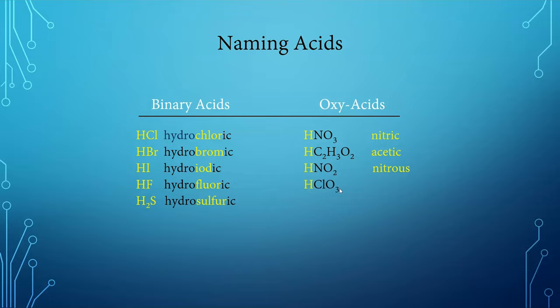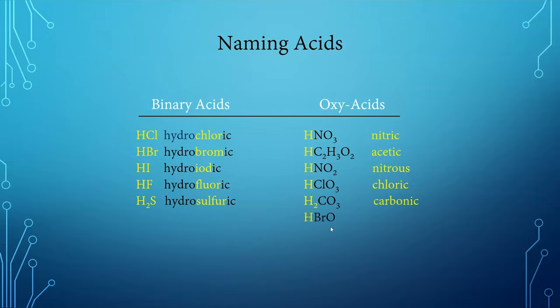ClO3 is the chlorate ion. It becomes chloric acid. You'll notice it's not the same as hydrochloric acid. We have to be able to tell those two apart, and that's where the prefix hydro comes from. If there's a hydro in front of it, we know it's a binary acid. If there's no hydro, then we know it's an oxyacid. CO3 is the carbonate ion. It becomes carbonic acid.